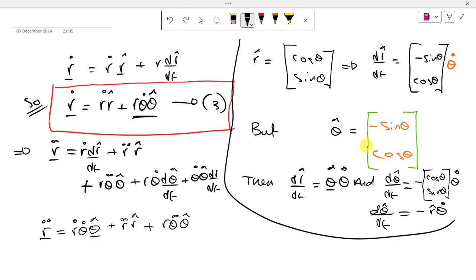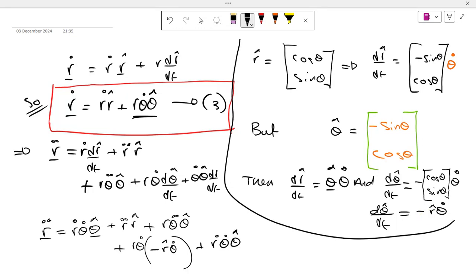So we've got plus r theta dot times, in brackets, d theta hat by dt, but we know that d theta hat by dt is minus r hat theta dot. So what we get here is minus r hat theta dot, and then plus this bit here, which is just simply written as r dot theta hat.